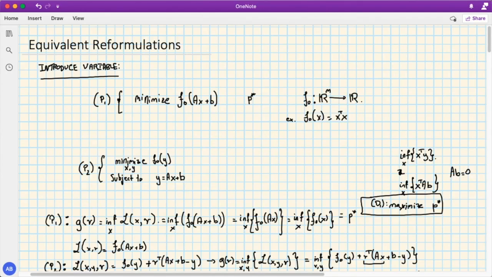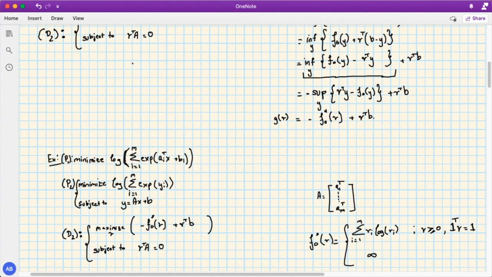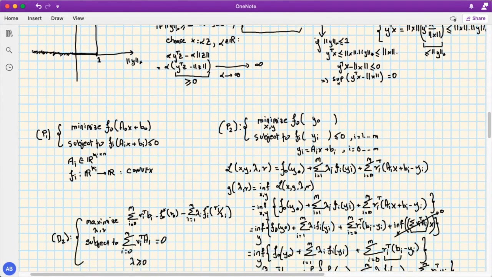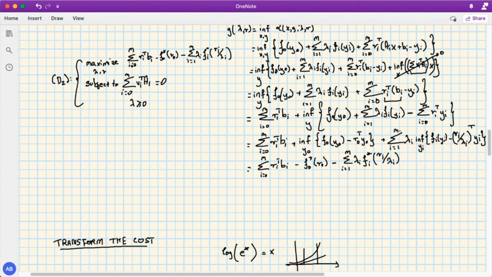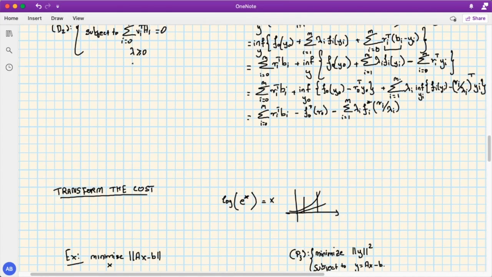That is, through introducing new variables to your optimization problem. We're going to be giving examples on how to do so, and we're going to be taking a look at the duals of each problem.